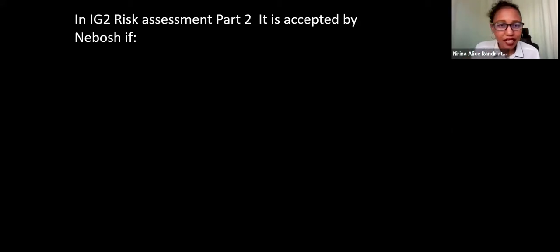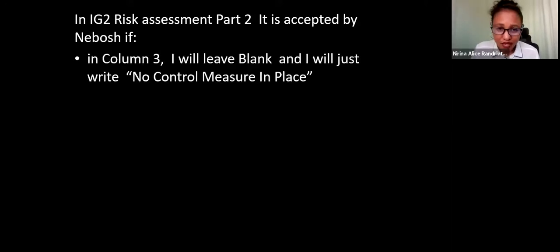Okay, so here the question is, is it accepted if in column 3, I will leave blank and I will just write no control measures in place. So this is referring to the section, what are you already doing? So can we just leave it blank and say no control measure in place?